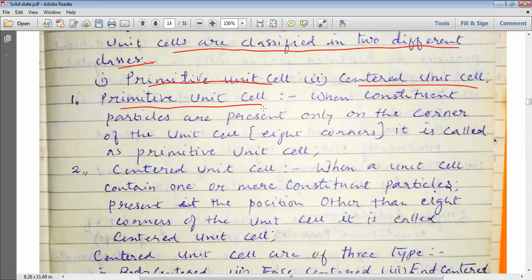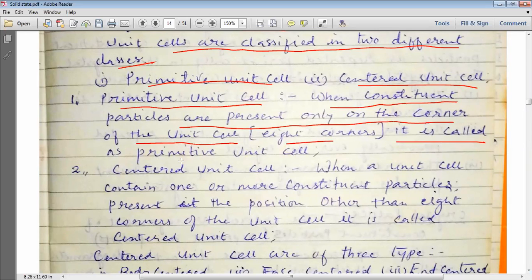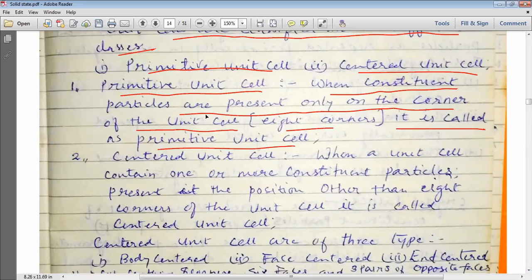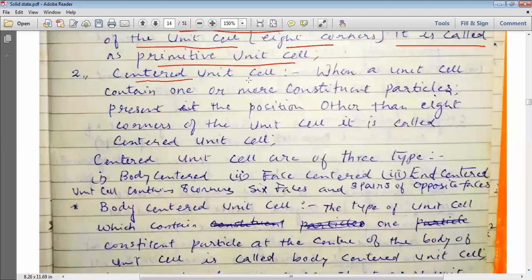When we look into the primitive unit cell, what we understand is that when constituent particles are present only on the corners of the unit cell, or on the 8 corners, it is called the primitive unit cell. Once again, when the constituent particles are present only on the corners of the unit cell, it is called a primitive unit cell. Next one, centered unit cell.